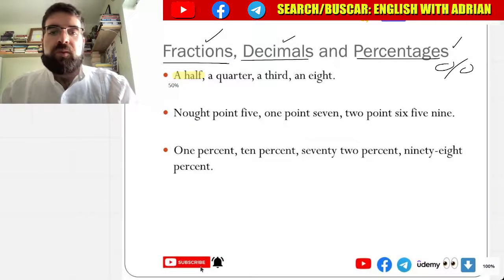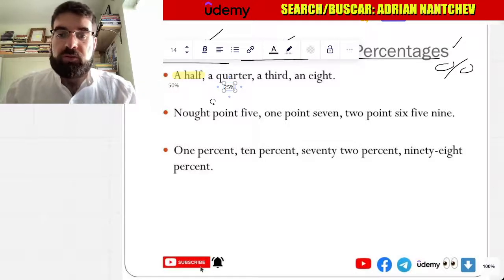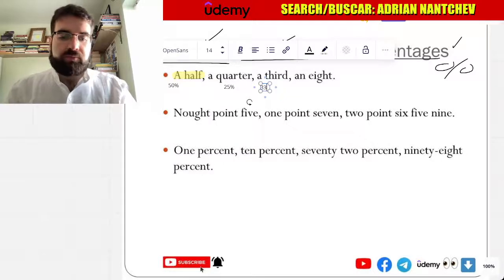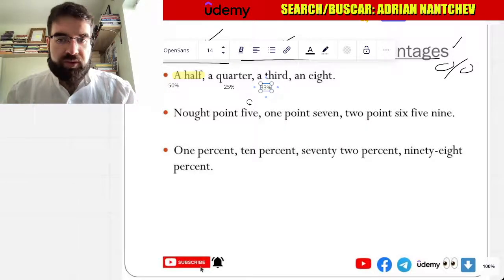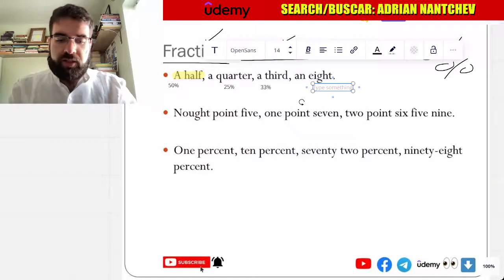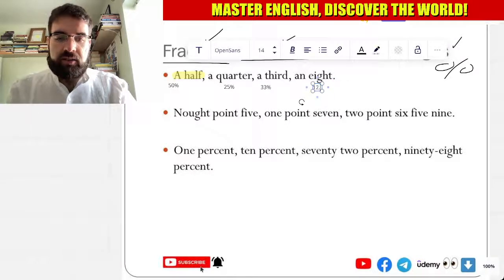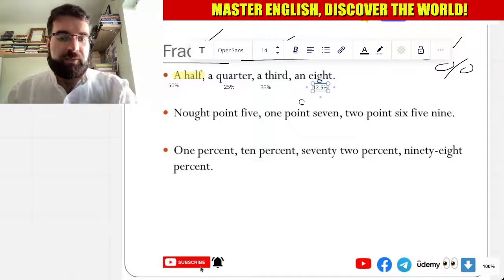Quarter, so 25%. Quarter, un cuarto. Un tercio, a third, 33%. And 8, well, what's 100? Let's have a look. 100 divided by 8, so it is 12.5%.